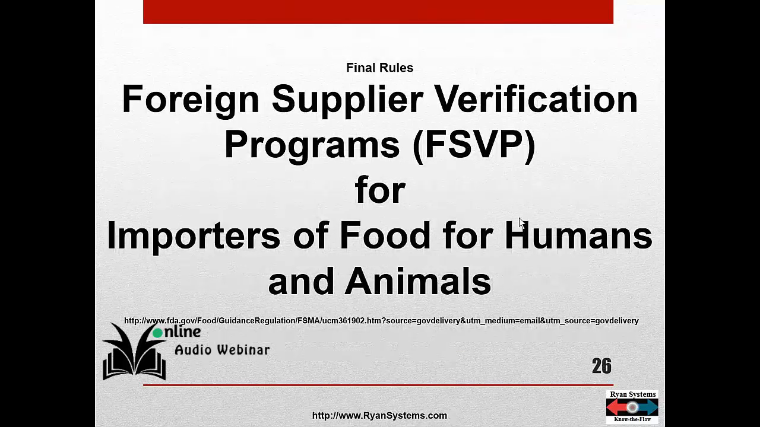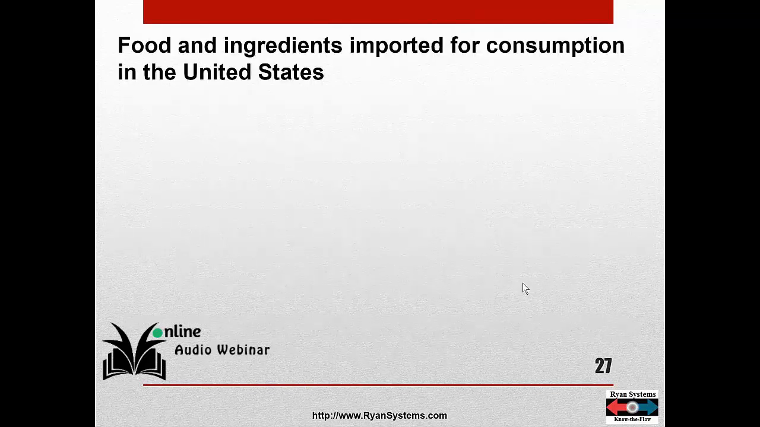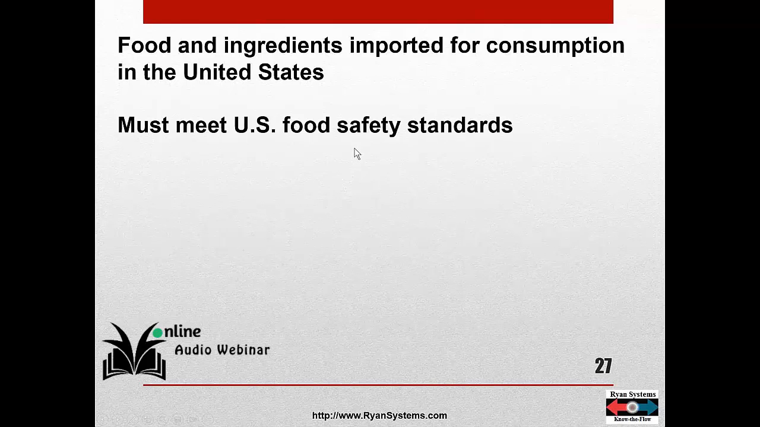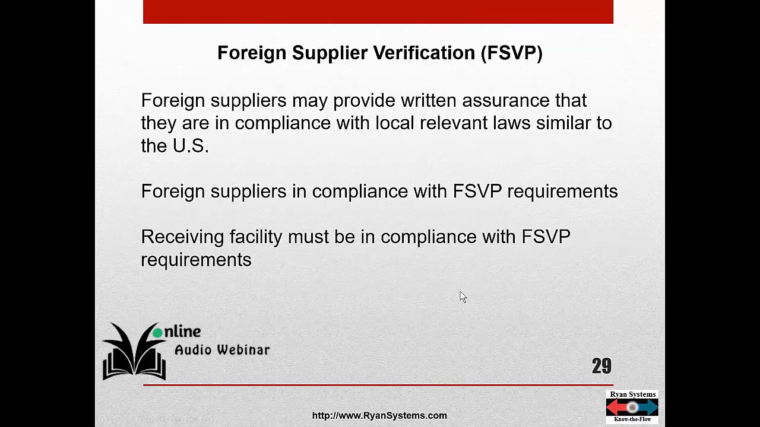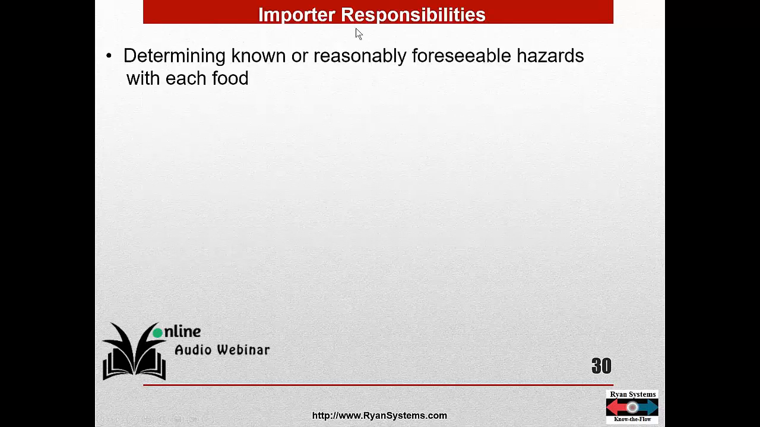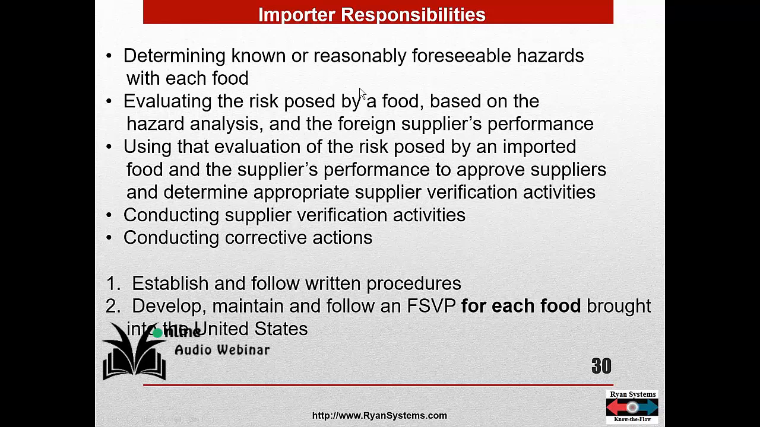FSVP, foreign supplier verification rules, for importers of food for humans and animals. Food and ingredients imported for consumption in the United States must meet all U.S. food safety standards, and you have to be in compliance with FSVP requirements. Importer responsibility: these are all dumped on you here.